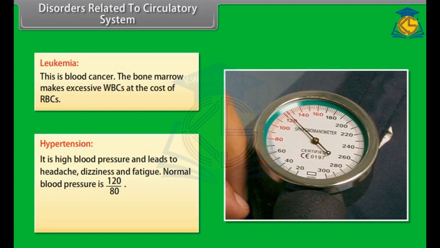Normal blood pressure is 120/80. High blood pressure is caused by anxiety also.